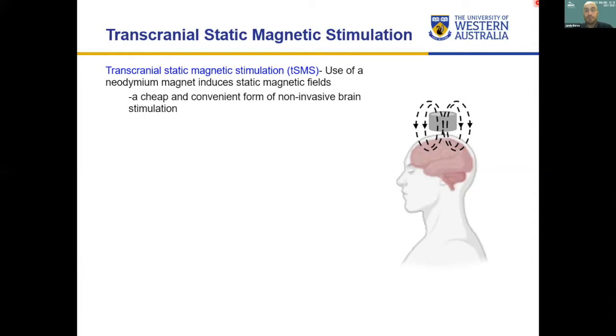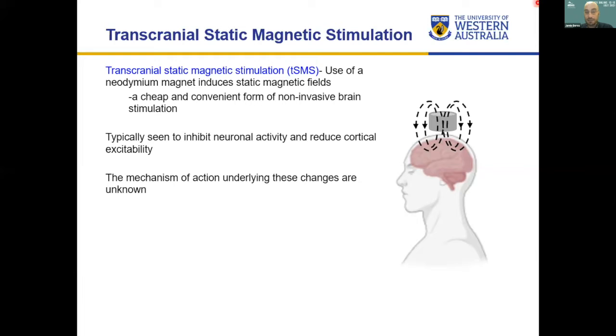Imagine, this is a very cheap and convenient form of non-invasive brain stimulation. It doesn't require any specialized equipment or training. It's essentially just a magnet placed up to the head. So it's very attractive in that sense for therapeutic use. And it's typically seen in preclinical and clinical situations to inhibit neuronal activity and reduce cortical excitability. But the mechanism underlying these changes is relatively unknown.